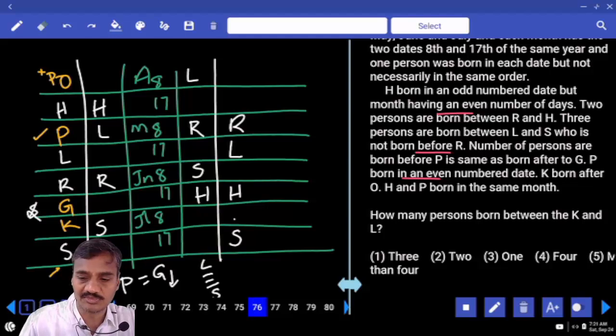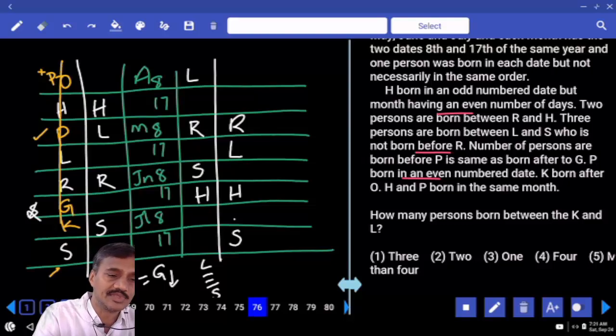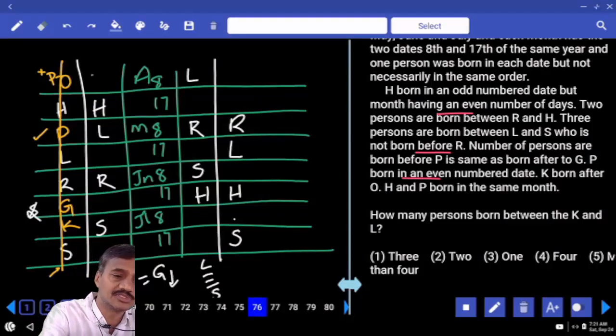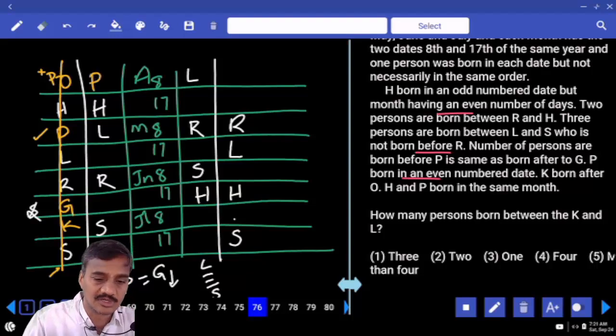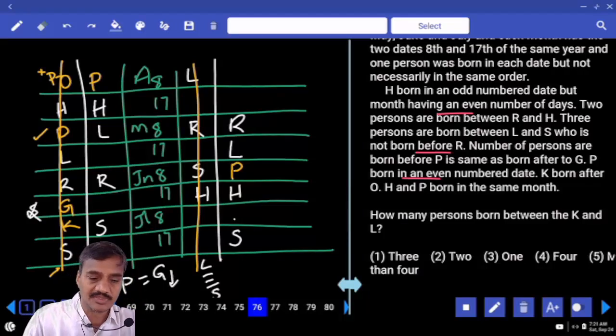And H and P were born in the same month. Is it possible? Now this case is ruled out. They were born in different months. Then now H and P were born in the same month. P is at this place. Now in this one H and P were born in the same month. Not possible. H and P. Then number of persons.